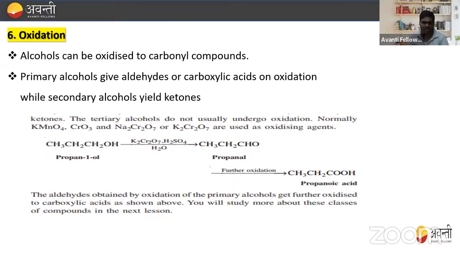Now, tertiary alcohols do not undergo oxidation easily, and they will undergo oxidation in the presence of KMnO4, CrO3, Na2Cr2O7, K2Cr2O7. Right. On further oxidation, they will convert to benzoic acid.